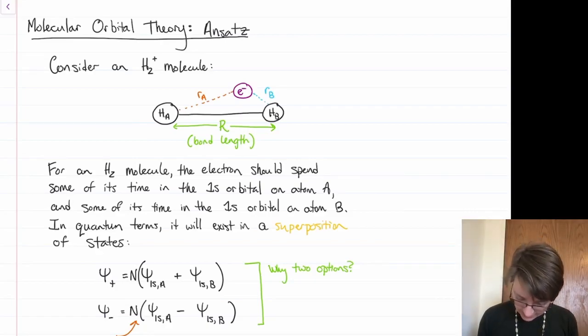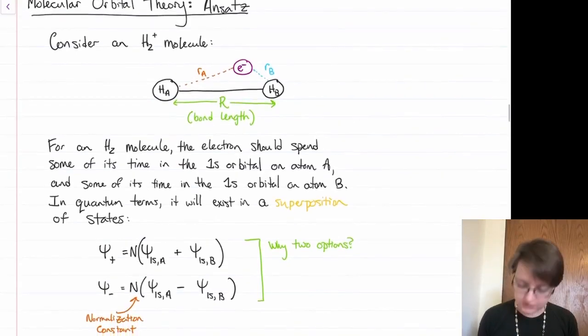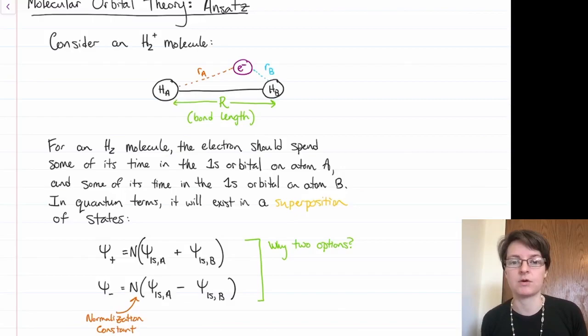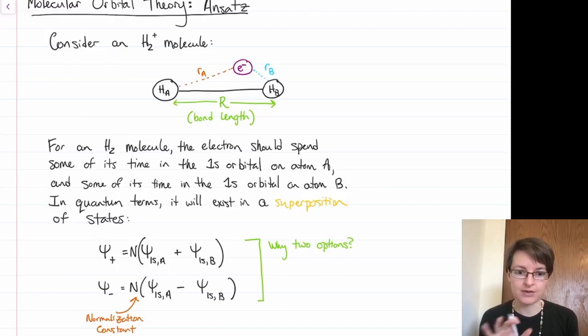So in this case, there's two appropriate linear combinations for my electron in the H2 plus molecule, spending some of its time in the 1s orbital on atom A, some of its time in the 1s orbital on atom B. Now, I've put an equal coefficient in front of both of these, just a universal normalization constant, N, and that's because we're spending equal time in both atom A and close to atom B.